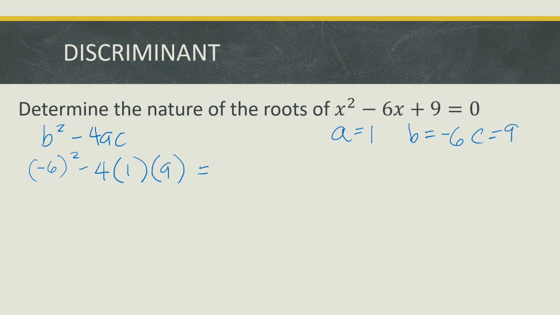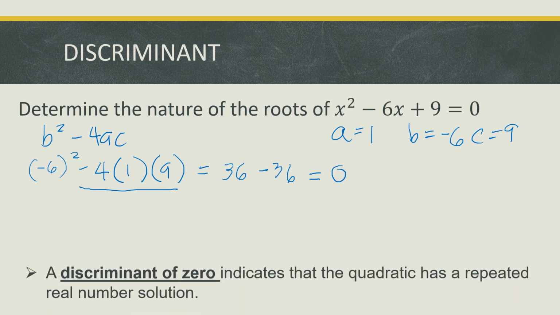By evaluating, negative 6 squared is positive 36. Negative 4 times positive 1 times positive 9 is negative 36. 36 minus 36 is 0. And take note that if the discriminant is 0, we have a repeated real number solution, or two solutions with the same value. Again, repeated real number solutions.